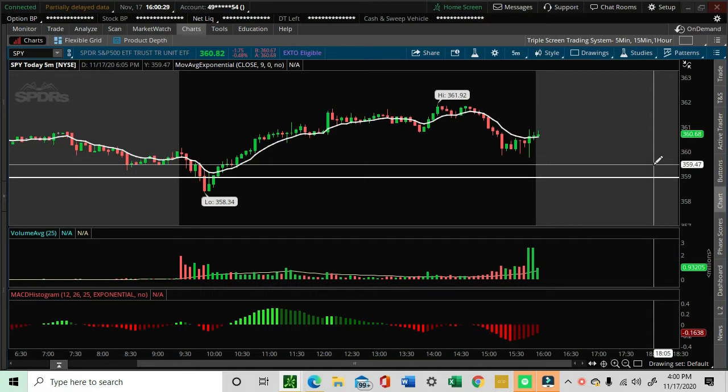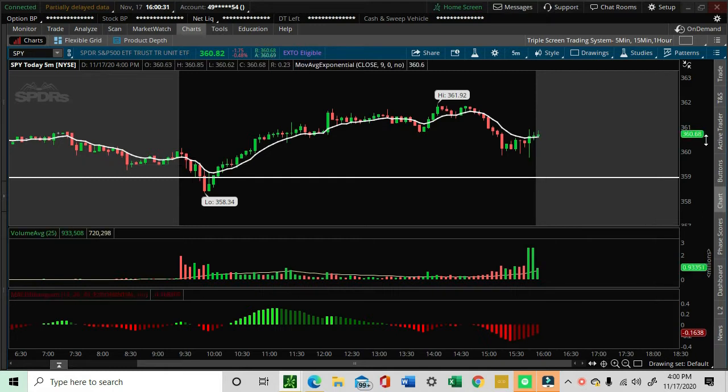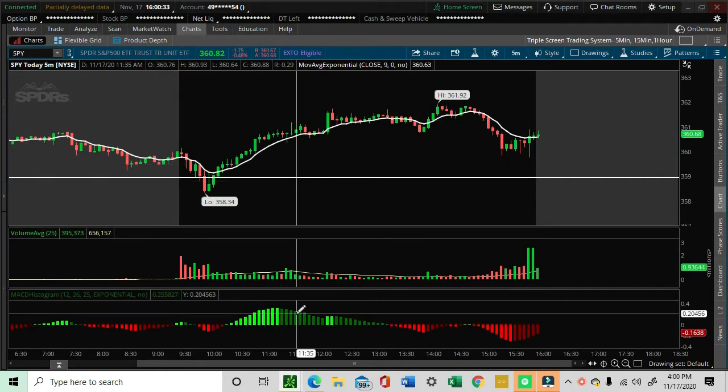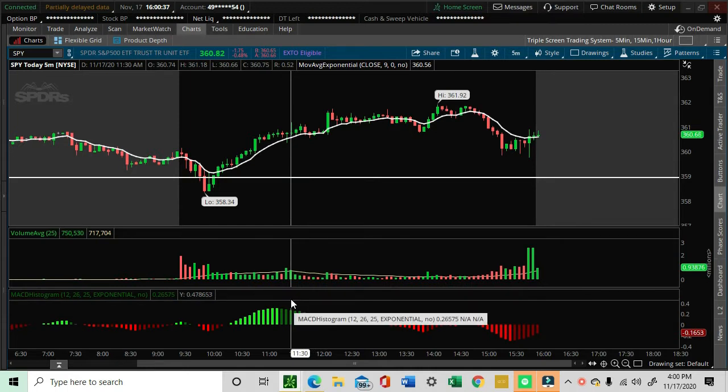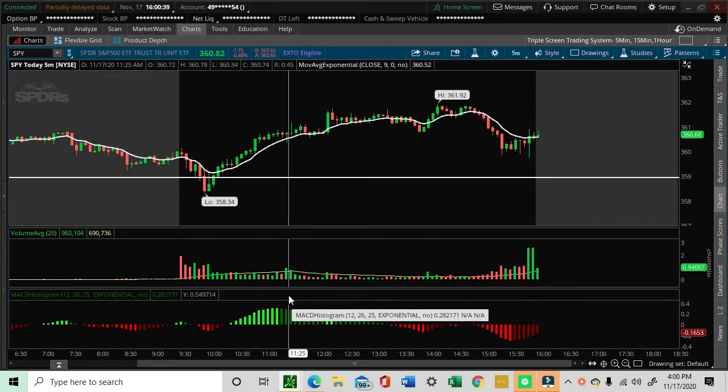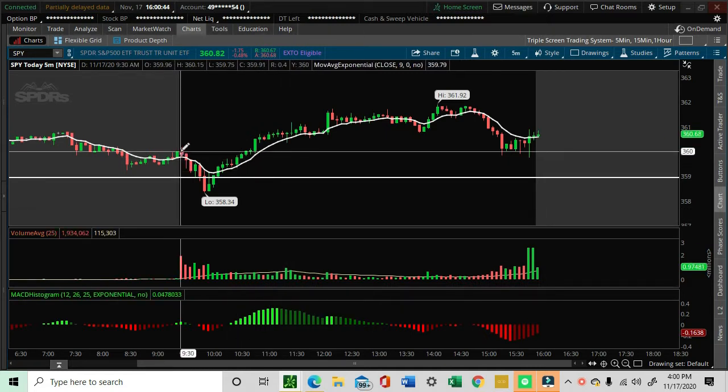So with the volume average, this tells us how many people are trading within a specific time period. And the MACD histogram is basically a trend following indicator that shows you who has the overall strength of a specific time period, such as the bulls or the bears, right? The buyers or the sellers. So let's take a look at the chart.